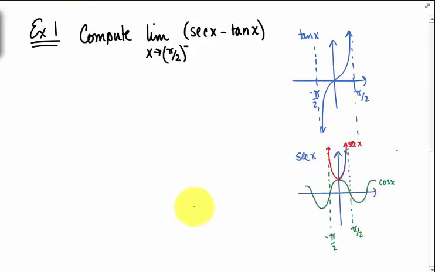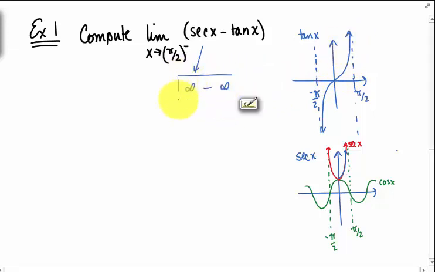Alright, so let's use these two graphs to evaluate our limit. As we look at what happens to secant of x as we approach pi over 2 from the left, you can see that secant of x is going toward infinity. And as we look at what happens to tangent of x as we approach pi over 2 from the left, we also get infinity. So we're going to get an indeterminate form here. This is bad. And also you'll notice it's an indeterminate form that we cannot use L'Hopital's on.